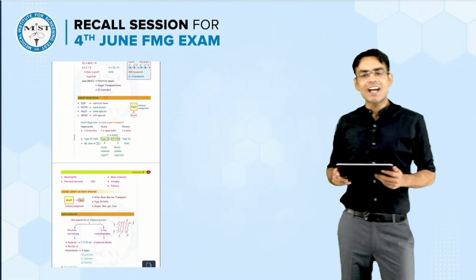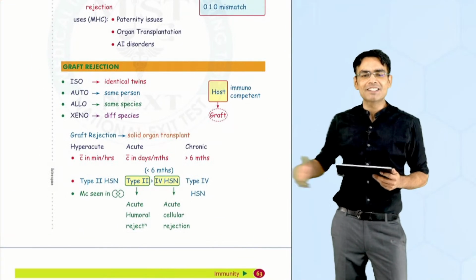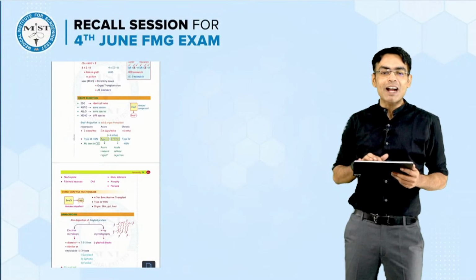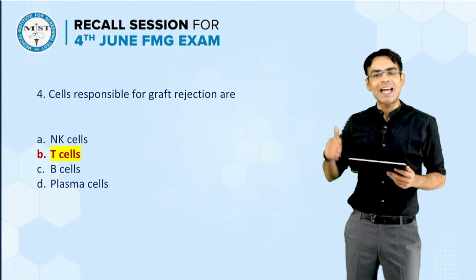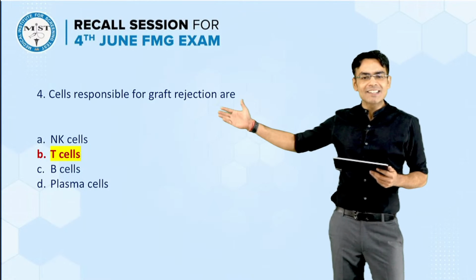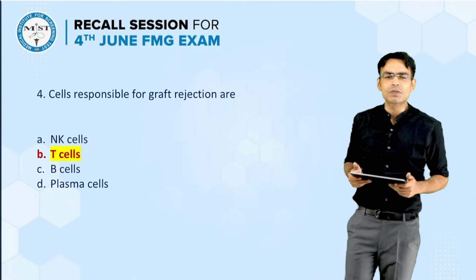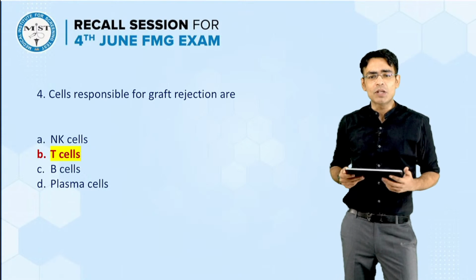Graft rejection is again something which has been taught very well in the classes, all the types of graft rejection. We have discussed that for a graft rejection, there are T cells which are basically responsible, and the antibodies. So the cells they are asking, obviously the correct answer for this would be T cell. The other options were NK cells, B cells and plasma cells, but the major cell responsible for graft rejection was T cells.